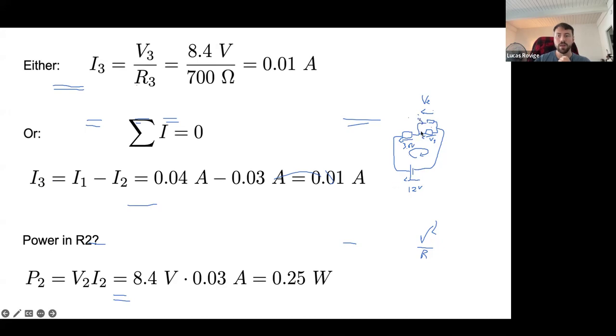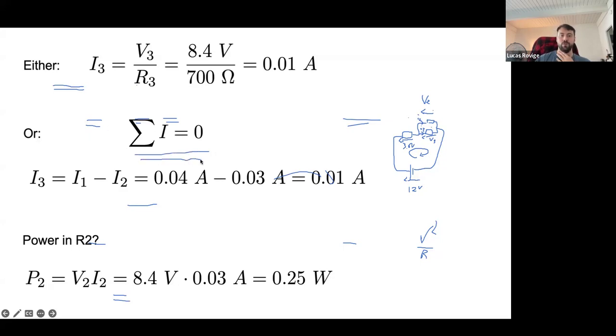Okay. And now what about I3? So I3 now, we've done all the work. So for I3, we can do just the same thing. We have the potential drop, and so it's 8.4 volt divided by the resistance, which is 700 ohms, and so that gives us 0.01.